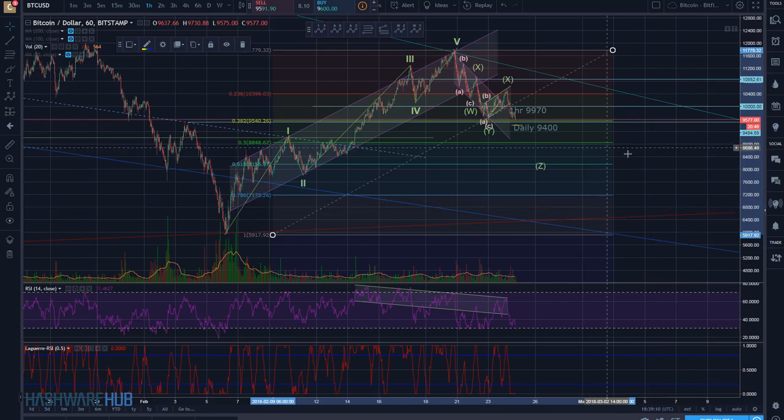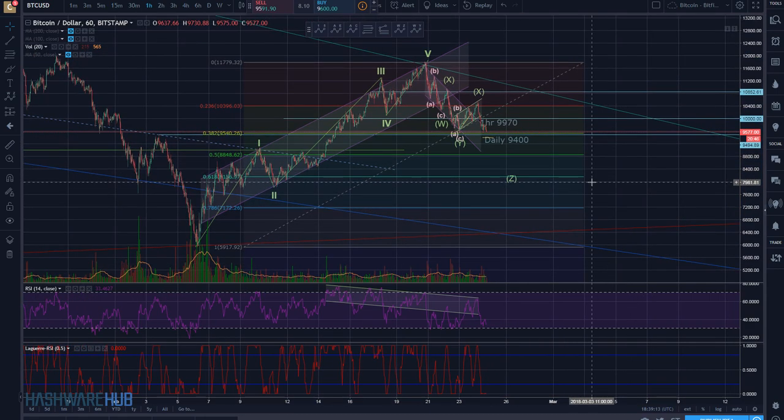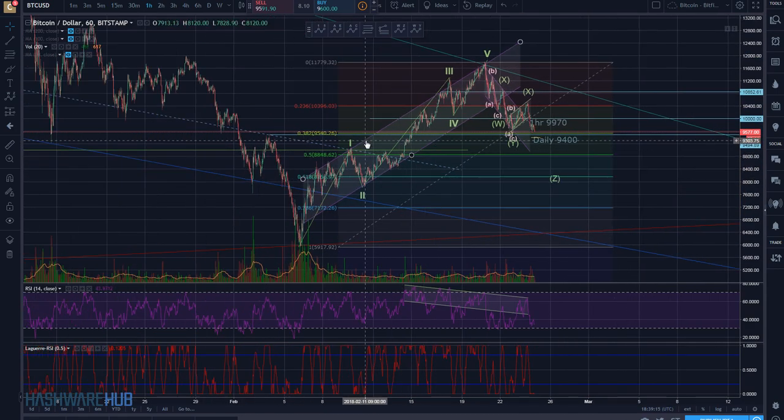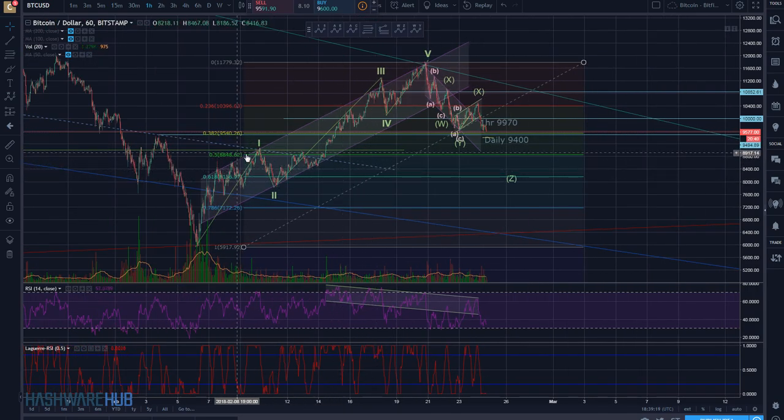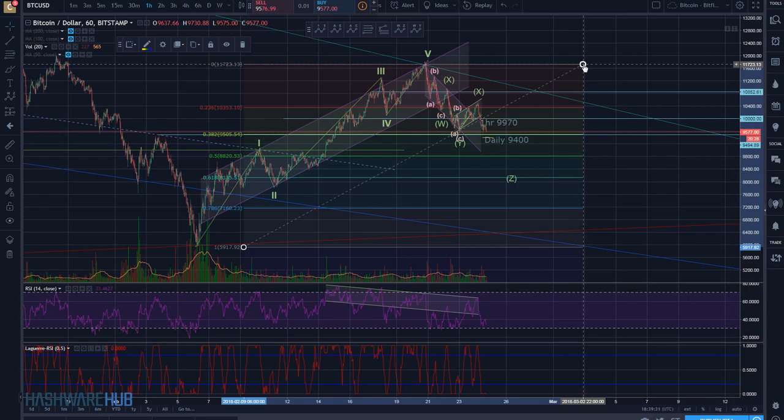So yeah, these are the levels that we have as far as Fibonacci is concerned. We have the 50% retracement at 8,850, let's call it right around there. There's a good chance we possibly could get to there. So let's just delete this real quick.